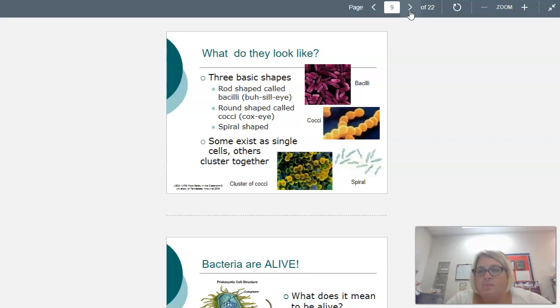The cocci look like little balls that are connected together. So the cocci you can either find in a single strand like that, or you can find as a cluster. And then you have your spirals, which remind me of egg noodles, that shape. Just think, some of these exist by themselves, some exist in clusters. It just depends on the bacteria.